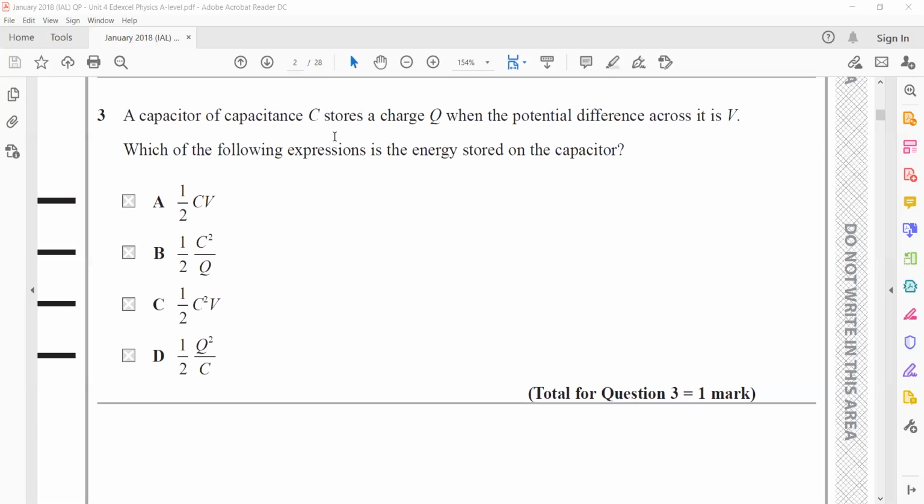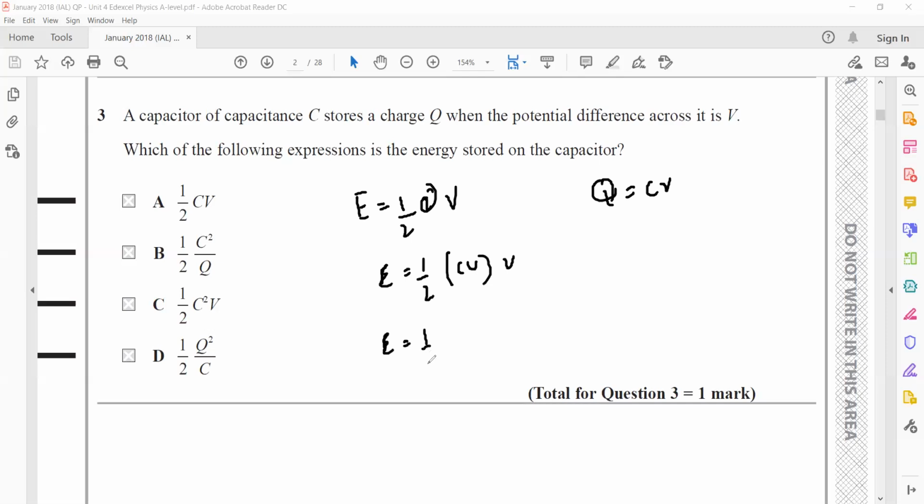D is the right answer. How can you work it out? The energy stored in the capacitor is equal to half QV. As we know, Q is equal to CV, so I can substitute Q equals CV. If in place of Q, I substitute CV, then the energy will be equal to half CV squared. But none of the options matches half CV squared.